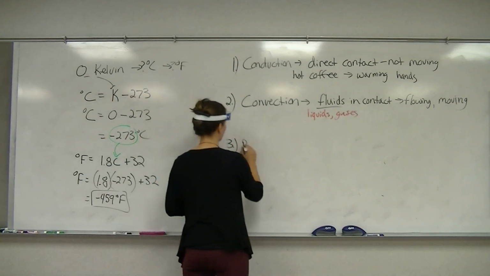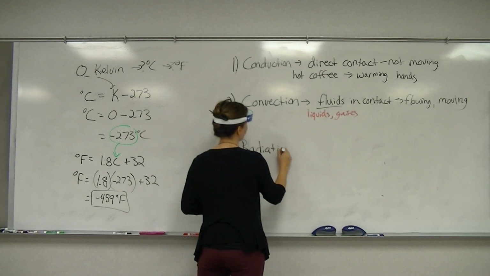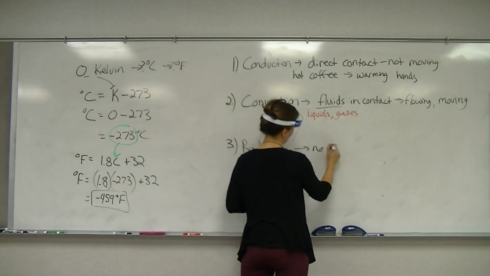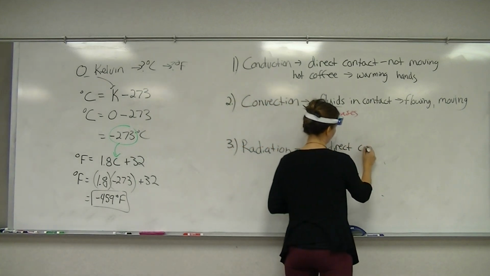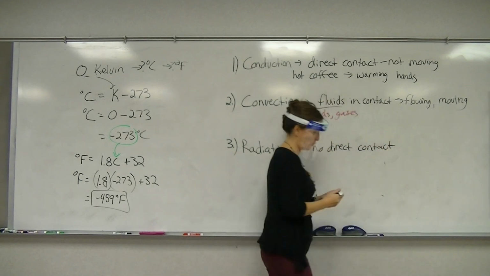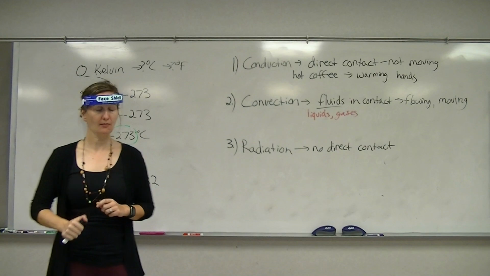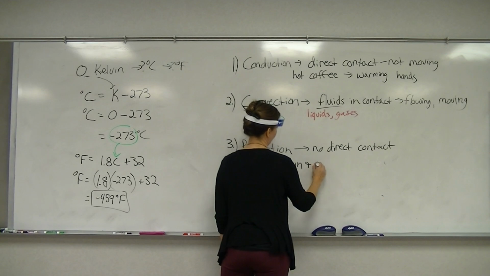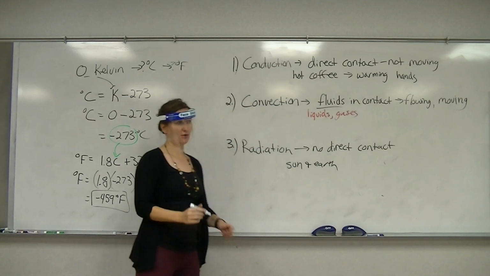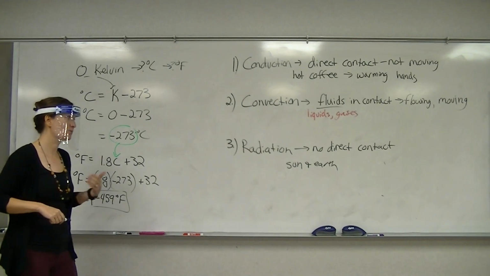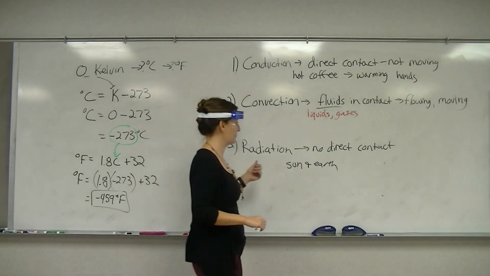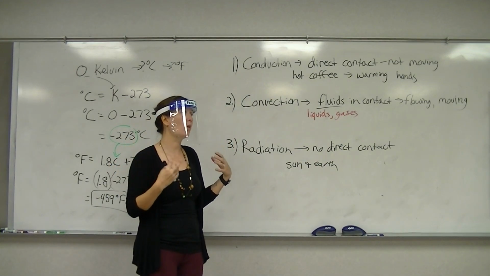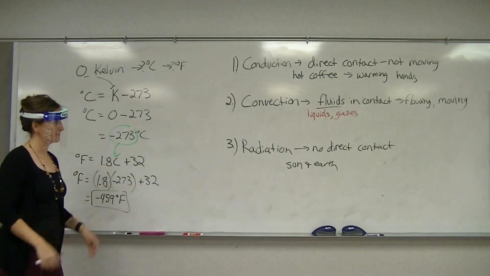Last but not least, radiation. So the key with radiation is no direct contact. So it's heat transfer without direct contact. Examples, the sun and earth. Right? The sun is not touching the earth, yet we feel its warmth. Okay? If the sun was touching us, bad things. We wouldn't be here. So no direct contact between us and the sun, but you can feel the heat, the warmth of the sun on your face.